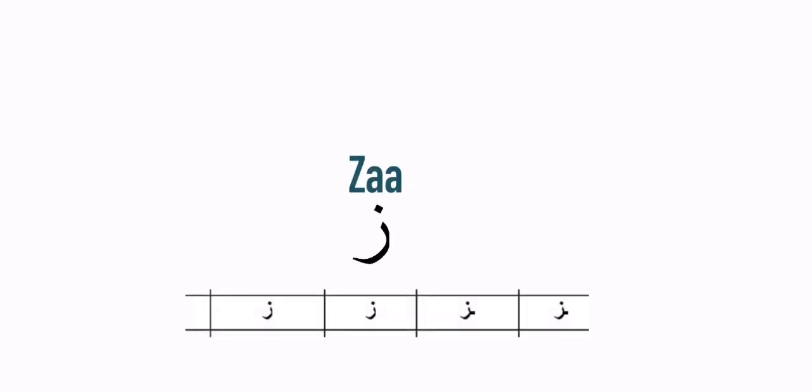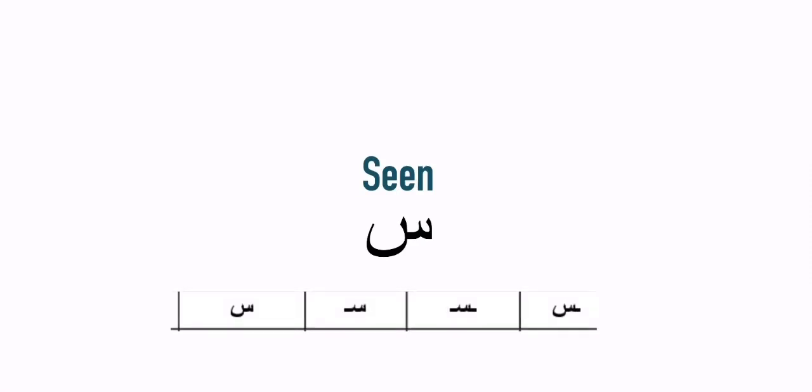Ra, full mouth. Ra. Next one, za, like a whistling sound. Za. Seen. You see, this is seen and not thin like a tha. Seen. Sheen.